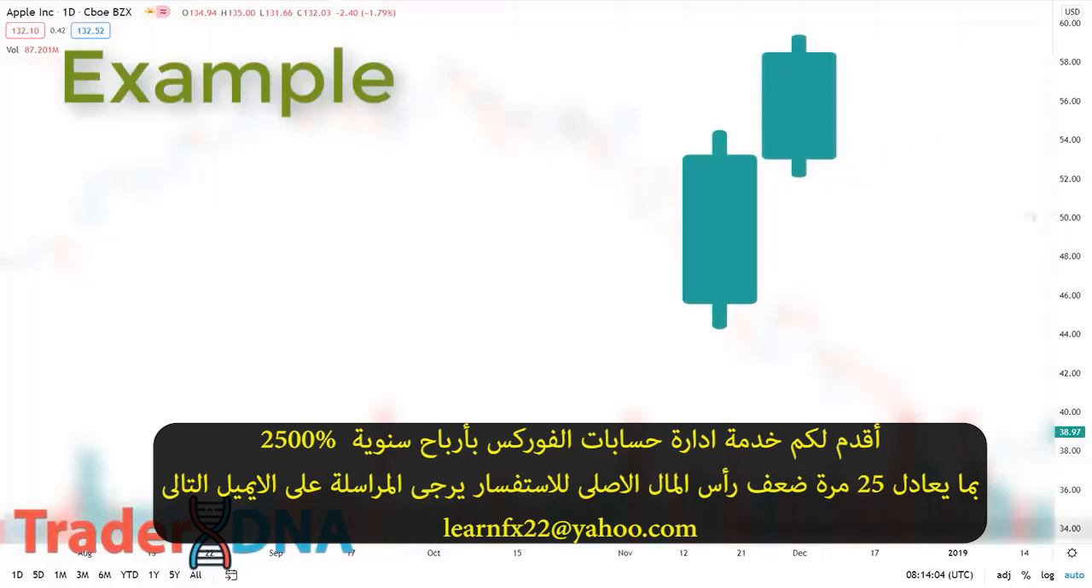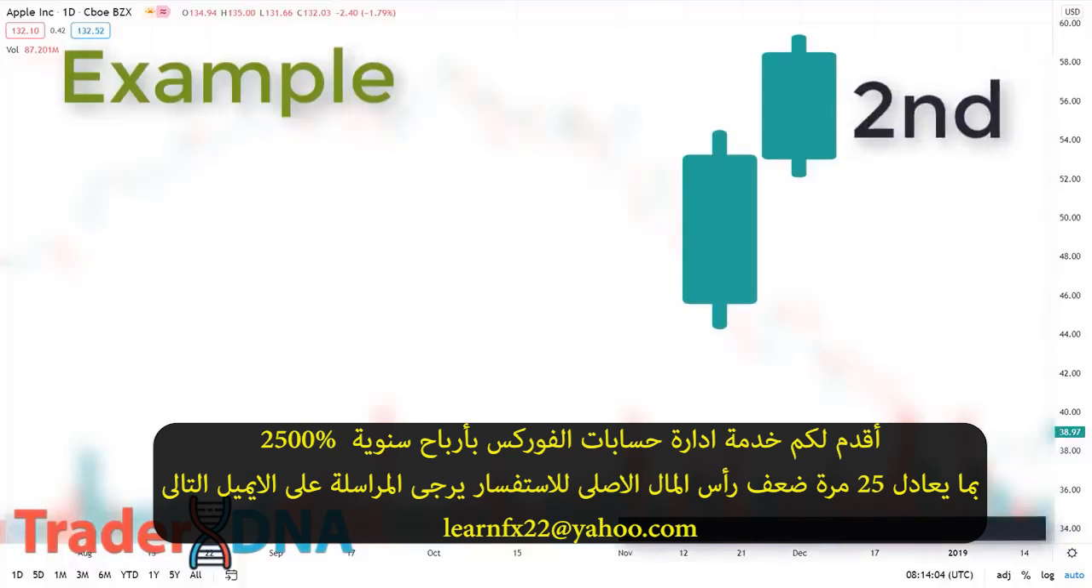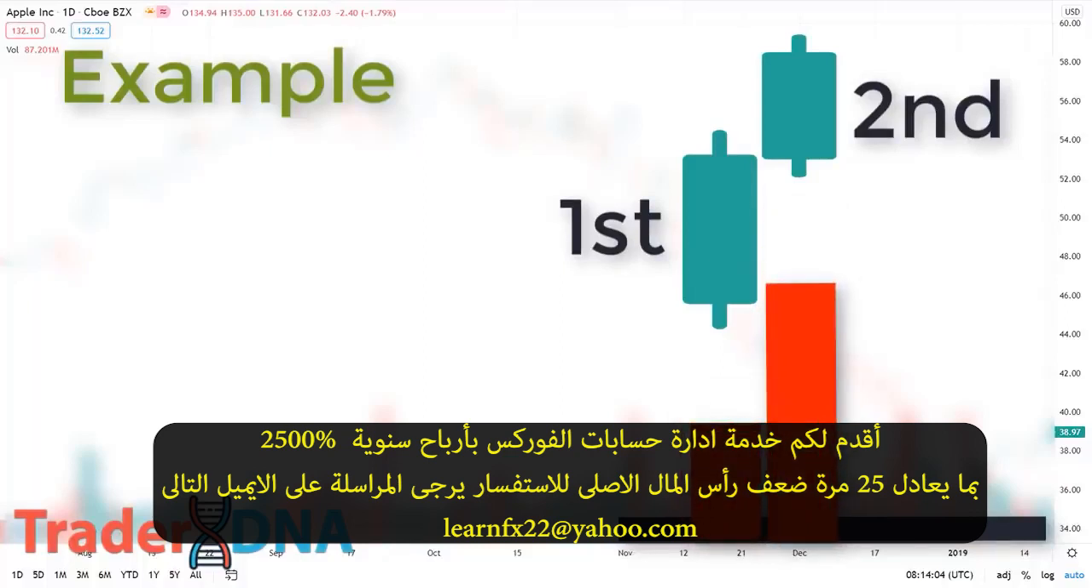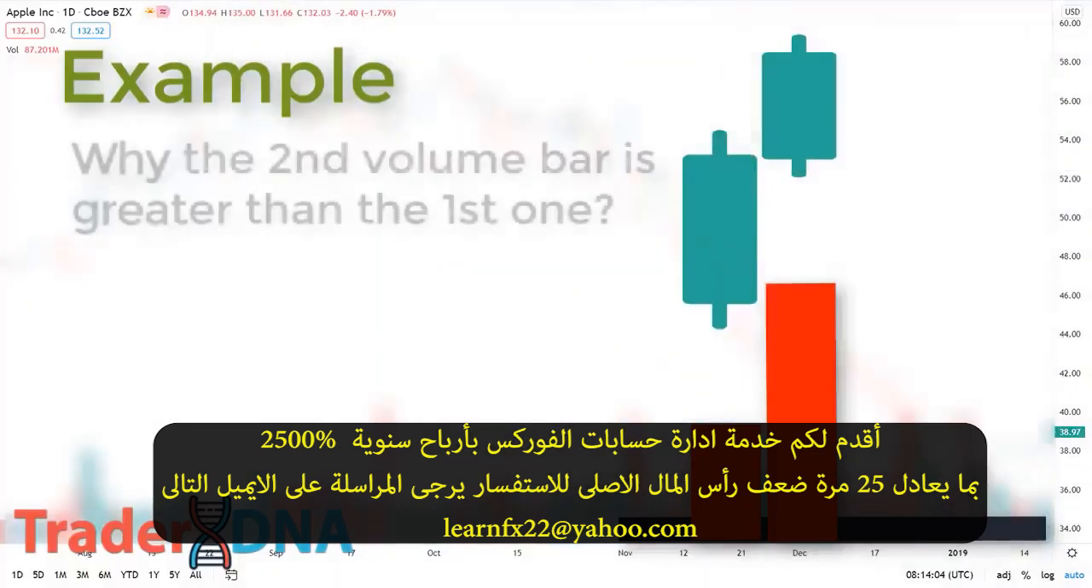And now, let's add volume bars to these candles. Second candlestick range is smaller than first candlestick range. The volume bars are red. Second volume bar is greater than first volume bar. Think why the second volume bar is greater than the first one.